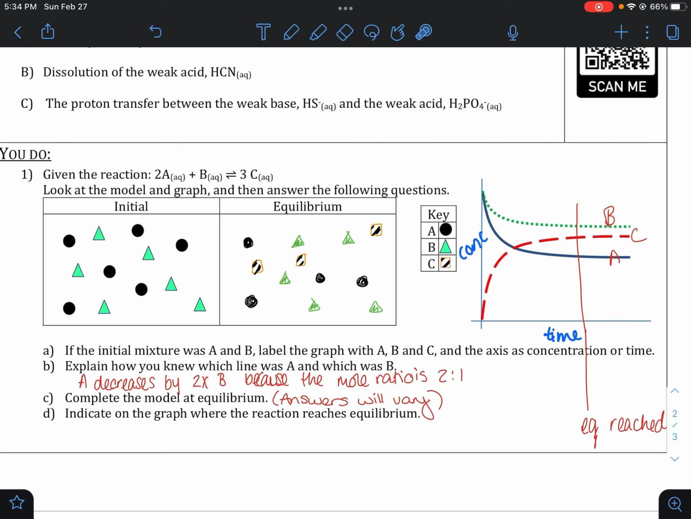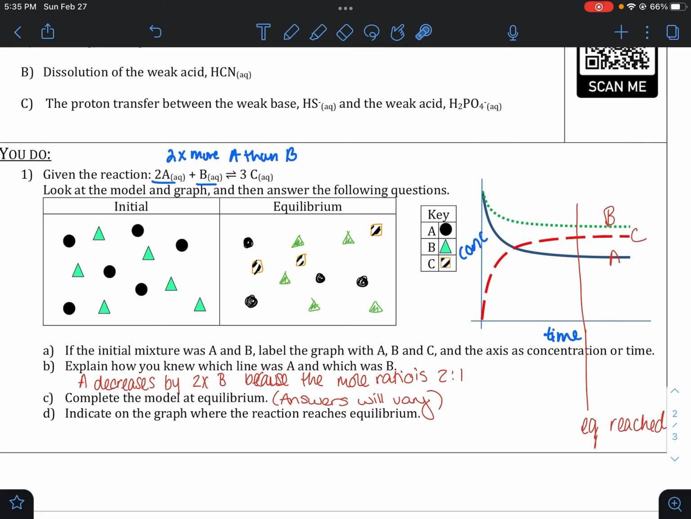How do we know which one is which? Well, that goes back to our balanced chemical equation. What this is saying is we're going to use 2 times more A than B, which is why A is the lower of the 2 graphs, because of this balanced chemical equation. So this must be A, this must be B, and of course C, since we didn't start with it, is the only one that's at 0 and increases.